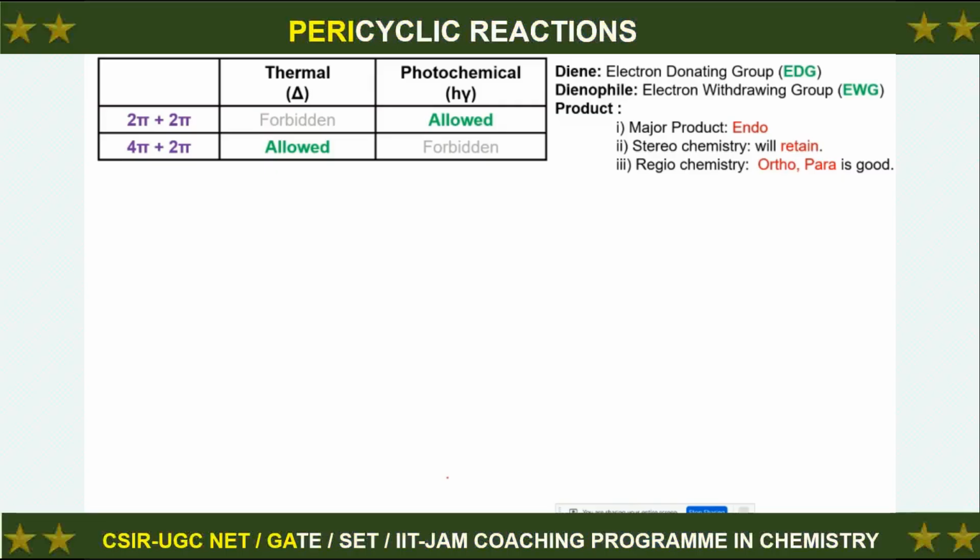So under thermal conditions 2+2 is forbidden, photochemically only allowed, but 4+2 is thermally allowed, photochemically forbidden. A diene having an electron donating group and a dienophile having an electron withdrawing group is good under normal conditions. Then the major product should be endo because that is the kinetically controlled one. Then stereochemistry should be retained. Okay, stereochemistry should be retained. Regiochemistry wise, ortho and para is better than meta.